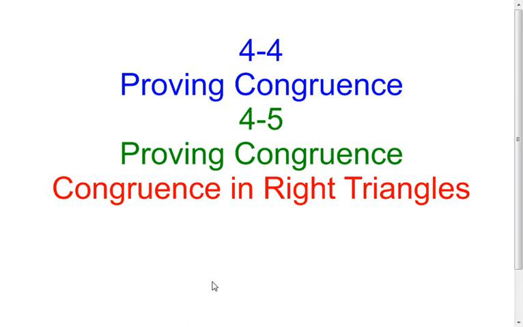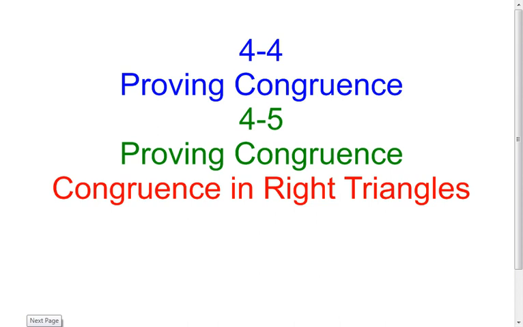In this lesson, I'm going to talk about proving triangles congruent. Now, we've already discussed that to prove two triangles are congruent, we have to look at the three sets of angles. They have to be congruent, and the three sets of sides have to be congruent. So you have 6 different sets of angles and sides that you'd have to prove are congruent in order to say that the triangles are actually congruent.